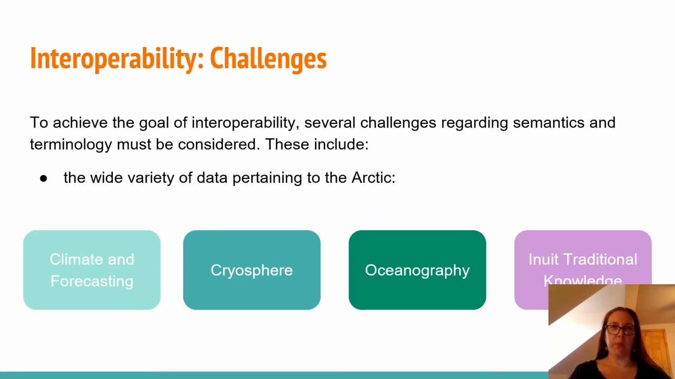One of the main goals of this project is interoperability, having the different systems used by all of the different organizations be able to connect, share, and exchange information with one another. In order to do this, we need to make sure that we're all using either the same terminology or at least that we're able to translate that terminology. Given that the semantic domains cover numerous natural science domains, such as climate and forecasting, cryosphere, and oceanography, as well as social science domains such as archaeology and traditional Inuit knowledge, there is semantically a lot to account for.